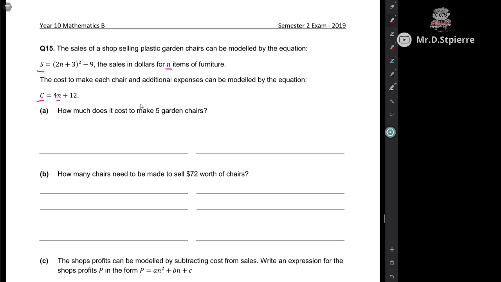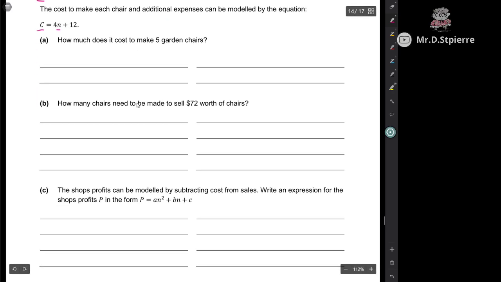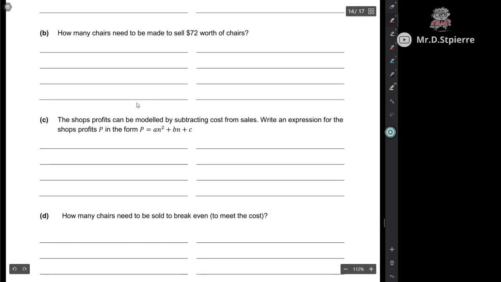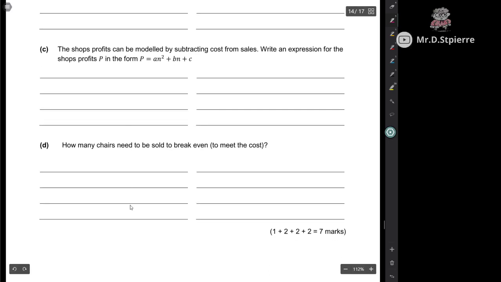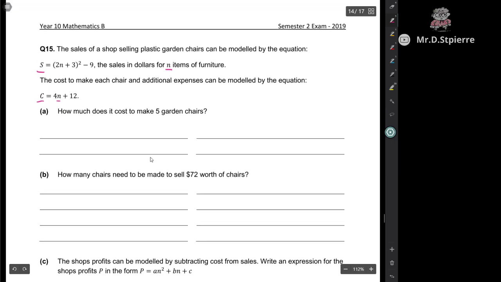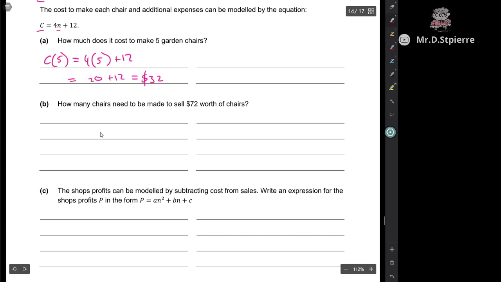This is looking at being able to use function notation, a bit of financial maths. We'll be drawing the two equations together and making a quadratic, and then in part D we'll be solving that quadratic. So how much does it cost to make 5 garden chairs? The cost to make 5 garden chairs is equal to 4 times 5 plus 12, which is 20 plus 12, which is $32.